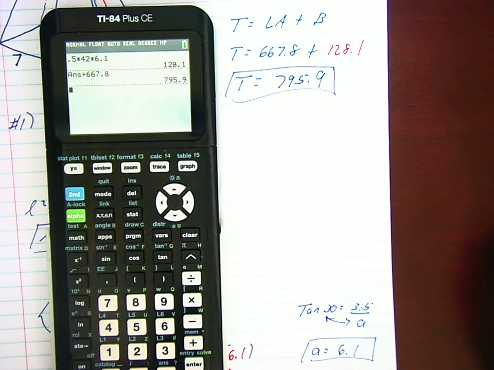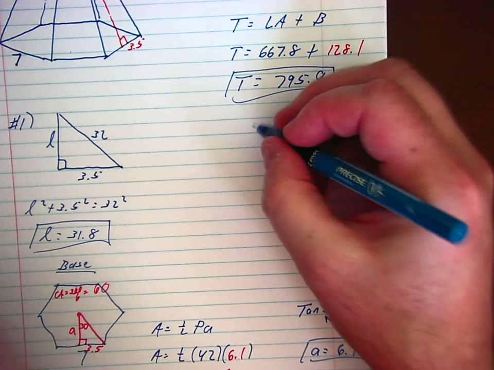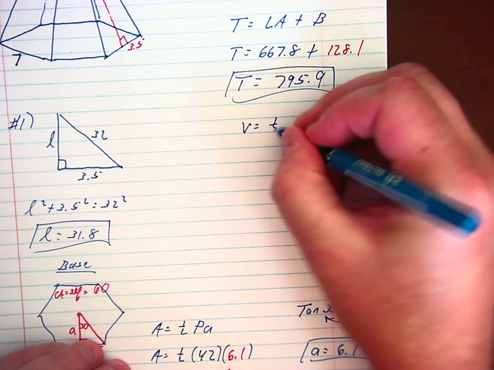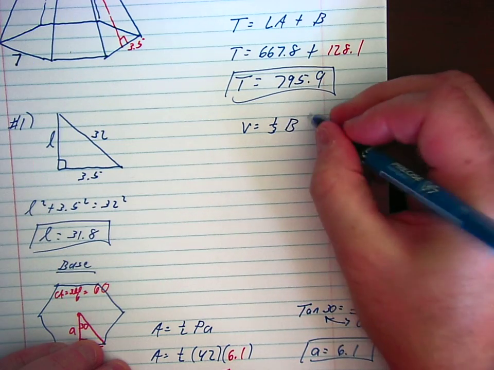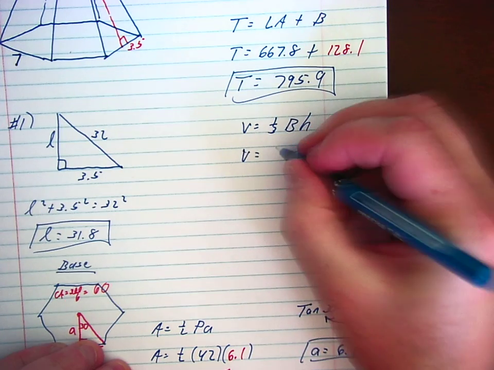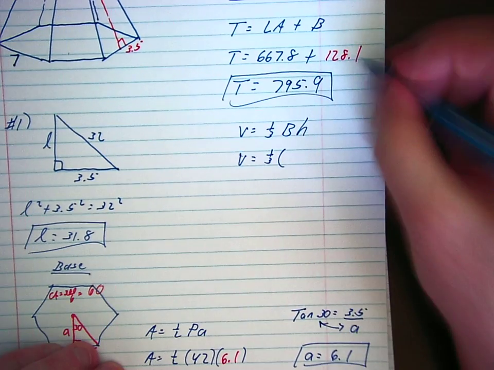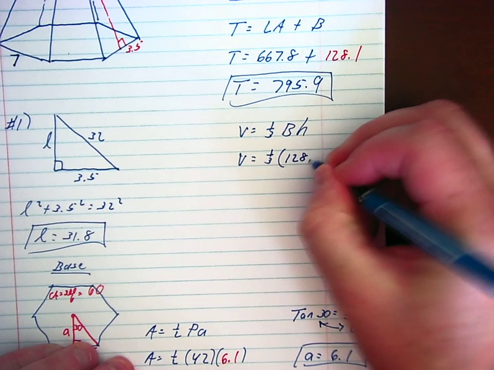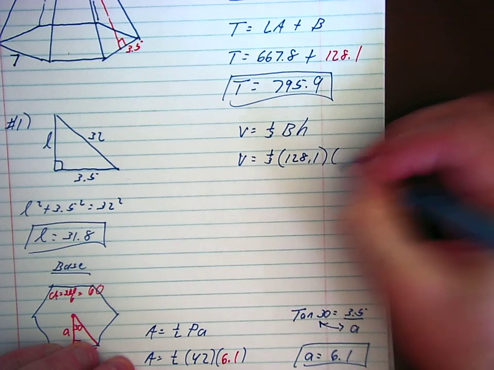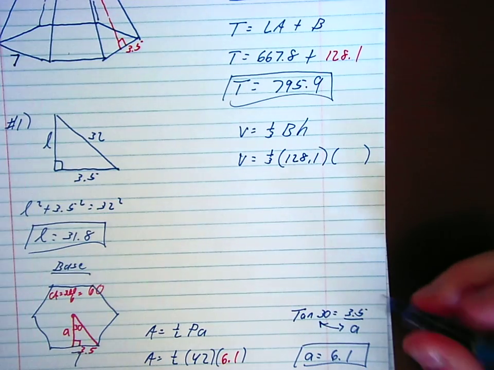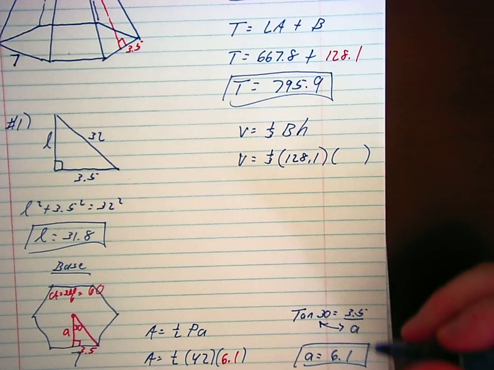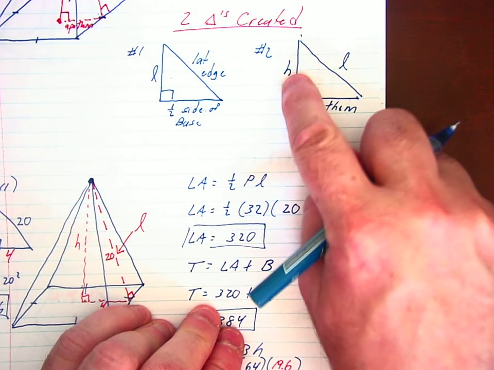All right, last one is volume. So volume is 1/3 big B, which we have, times H, which we don't have. So I got 1/3. Big B is right here, so you don't have to do that over again. Times the height. You don't have the height. So now you have to create triangle number 2. Remember triangle number 2 from your notes. That's the one that has height in it.